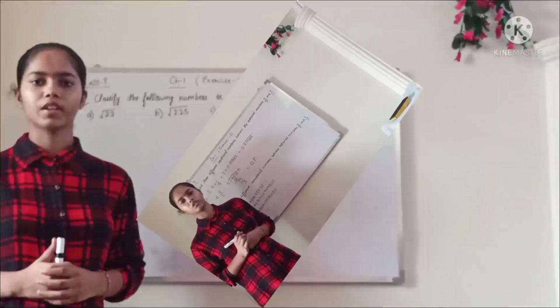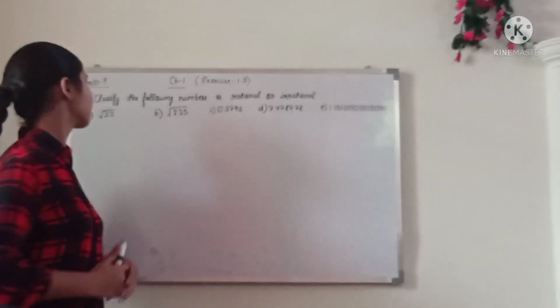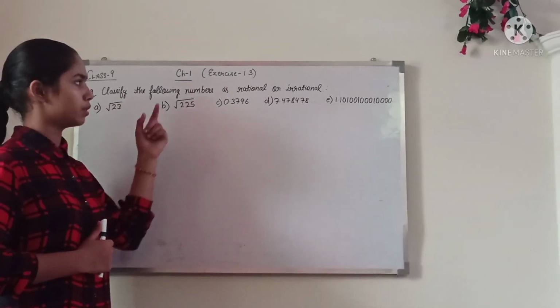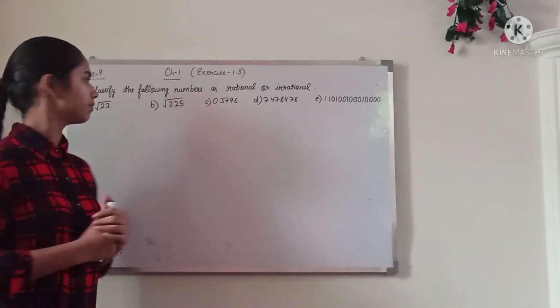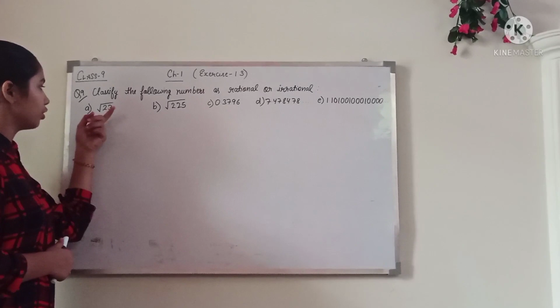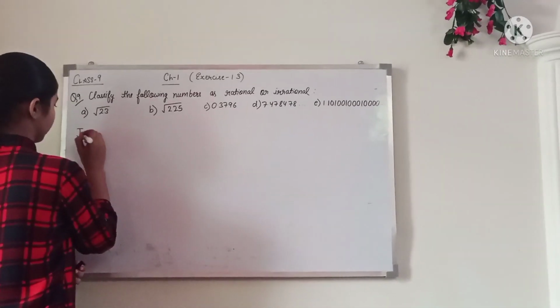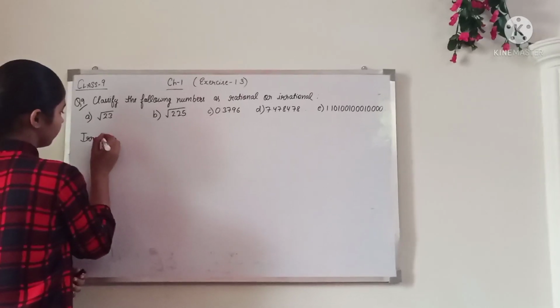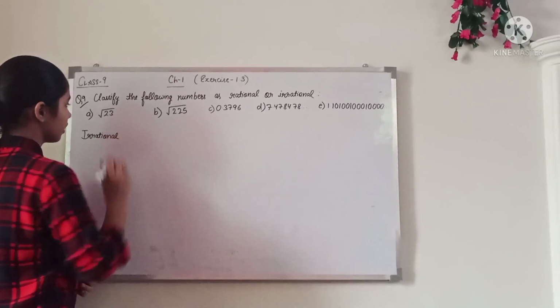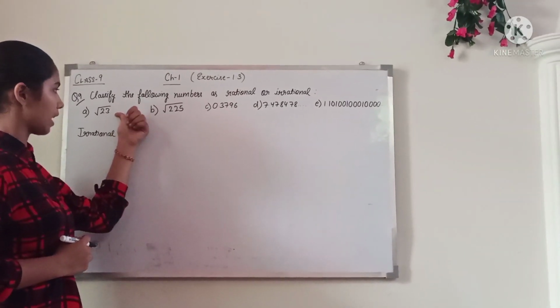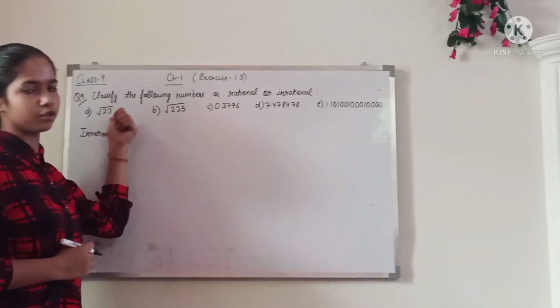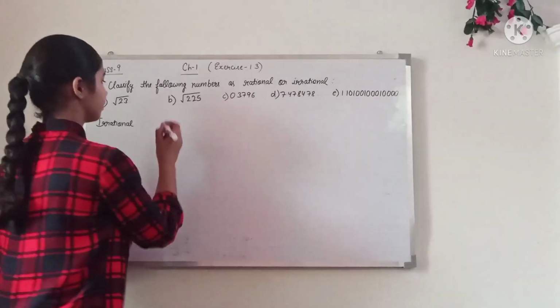Now coming to question number 9. The question is, classify the following numbers as rational or irrational. The first part is root 23. It is irrational because 23 is a prime number and its root is irrational.